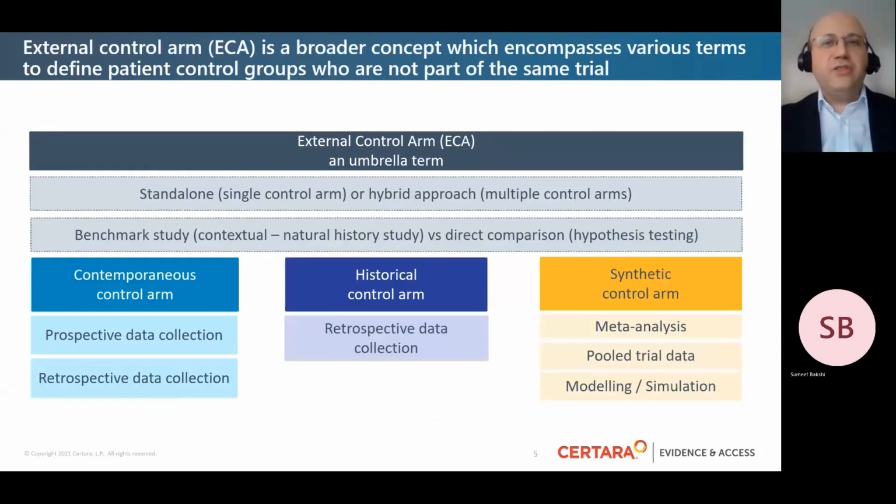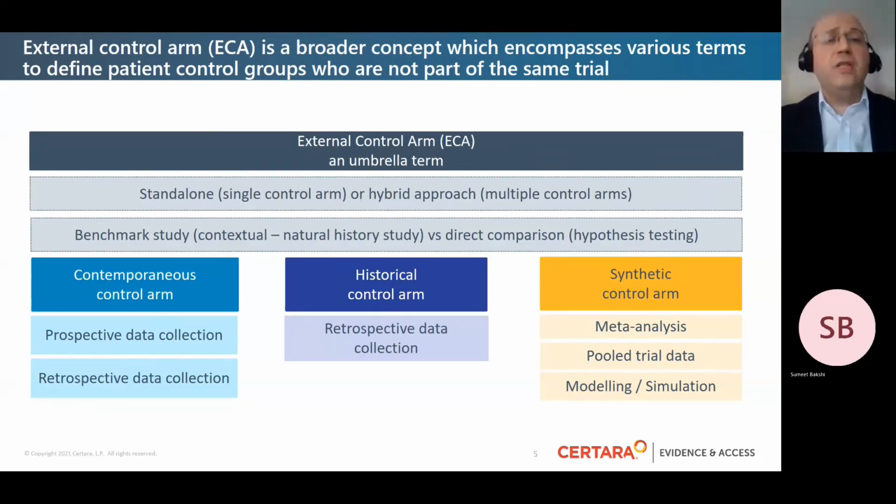In essence, external control arm is a broader concept, an umbrella term which denotes various terms to define patient control groups who are not part of the same trial. They could be observed contemporaneously and called contemporaneous control arm, or earlier than the trial population and constitute historical control arm. There could also be synthetic control arm, which includes modeling, simulation of control arms, meta-analysis of published data, as well as pooled trial data.